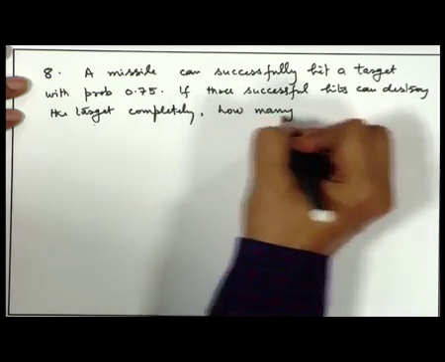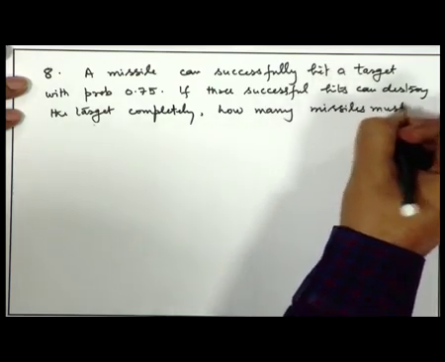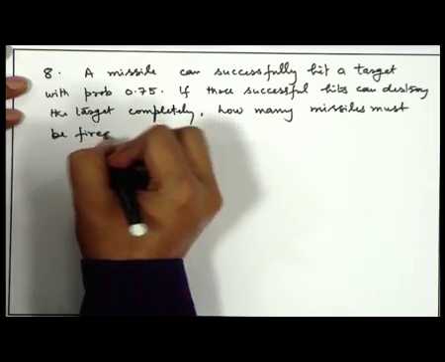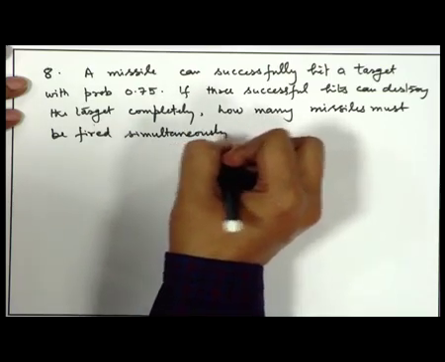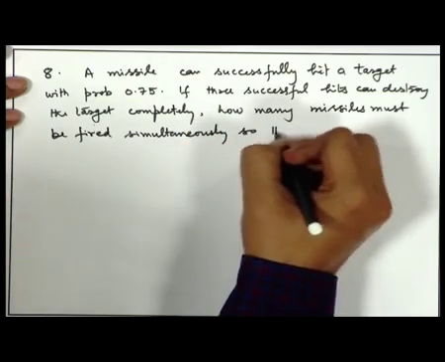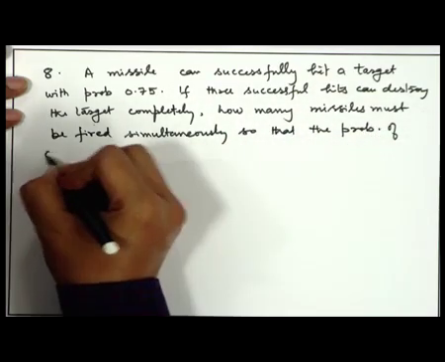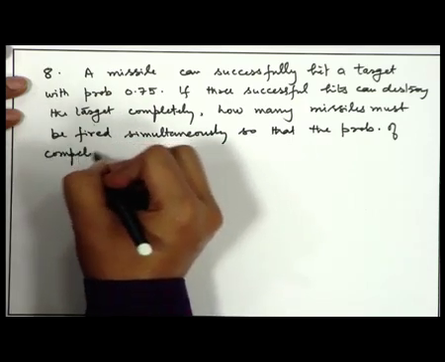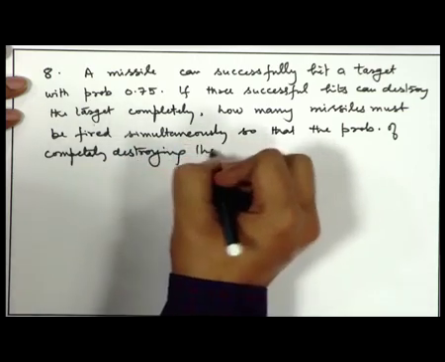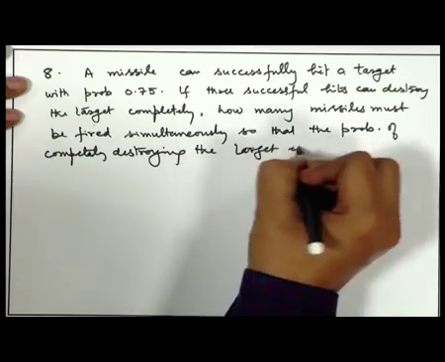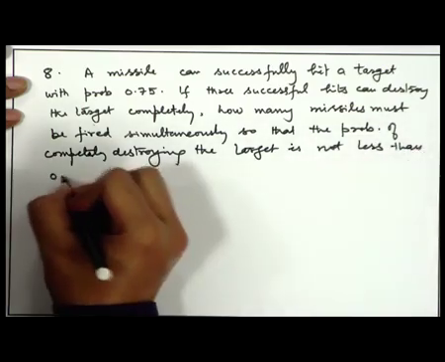How many missiles must be fired simultaneously so that the probability of completely destroying the target is not less than 0.95?